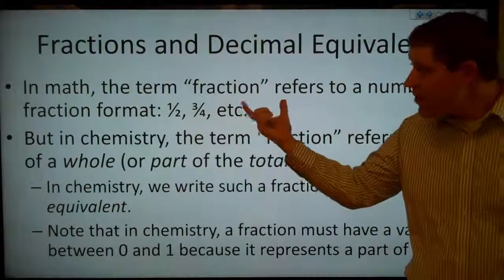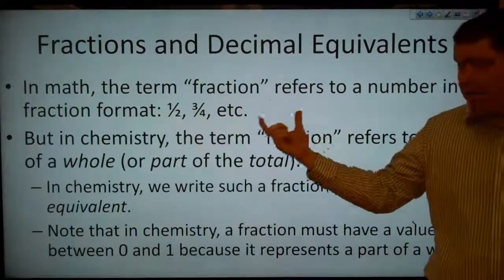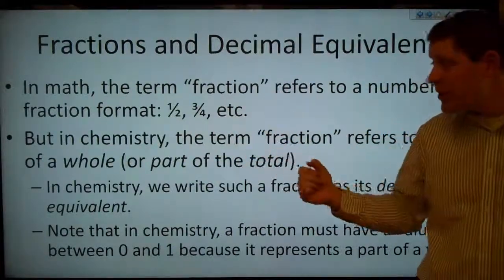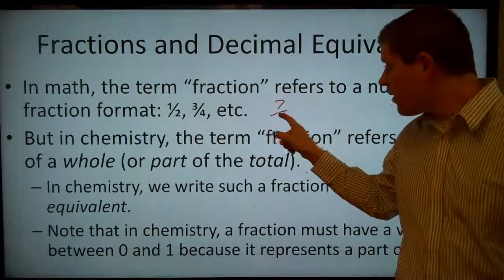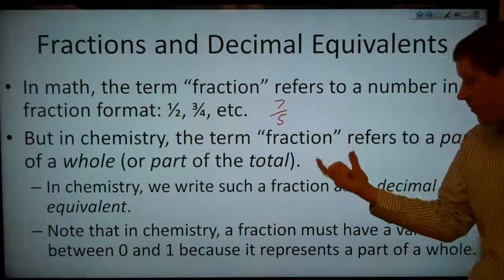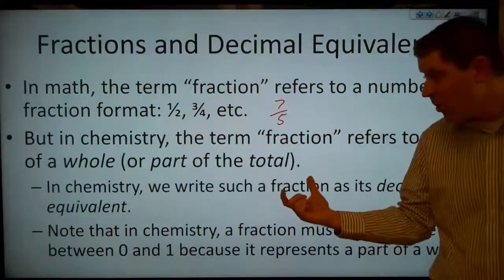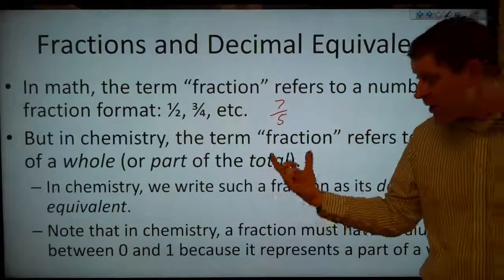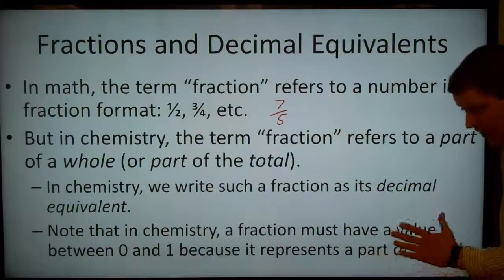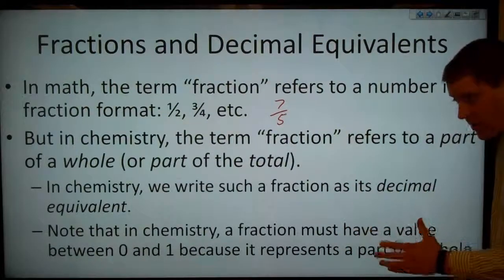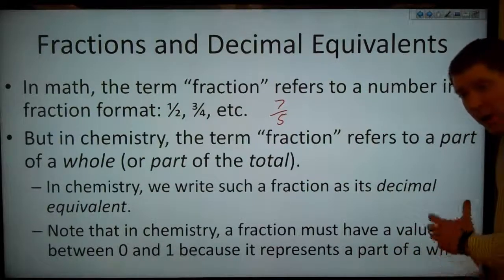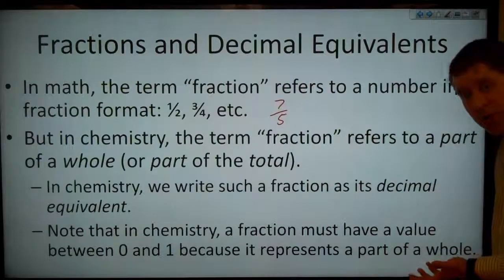Now again, in math, the term fraction refers to a number in fraction format, like 1 over 2 or 3 over 4, but this could also be something like 7 over 5, which is a fraction in math. But in chemistry, the term fraction refers to the part of a whole, or part of a total. And thus in chemistry, we write such a fraction as its decimal equivalent. Note that in chemistry, a fraction must have a value between 0 and 1 because it represents a part of a whole. We can't ever have a part that is larger than the whole thing.